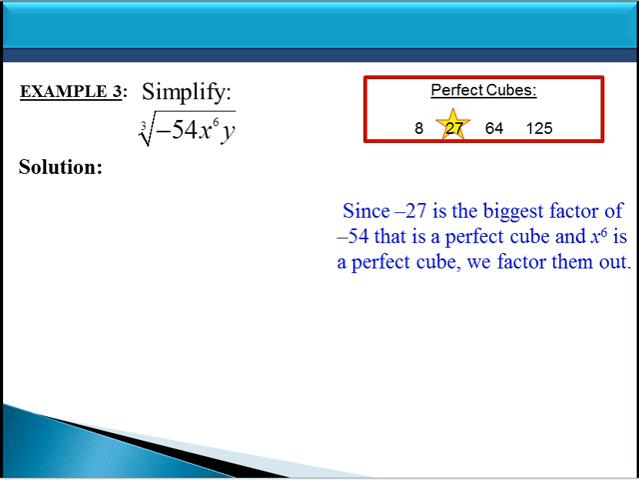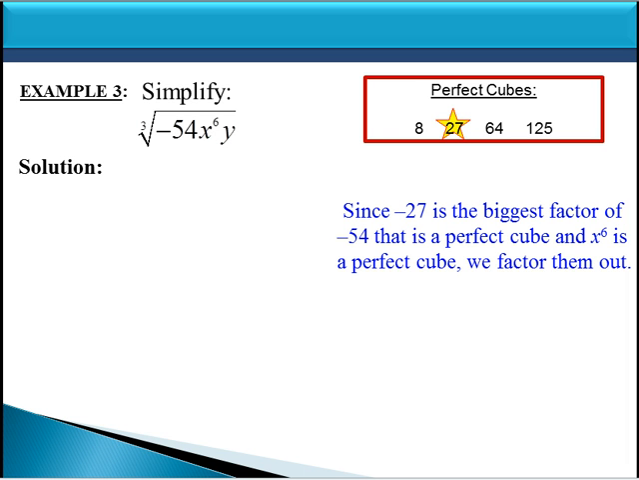and x to the 6 is a perfect cube also. Now why is that the case? Well, when you're looking at the variables, what you want to do is find one that has an exponent that is a multiple of your index. Okay, so if you remember how to rewrite this with rational exponents, then if we take the cube root of x to the 6, that would be x to the 6 over 3 for our exponent, and 6 over 3 of course is 2. So that's what you're looking for, is numbers that are divisible by the index. And since 6 is divisible by 3, that makes x to the 6 a perfect cube.